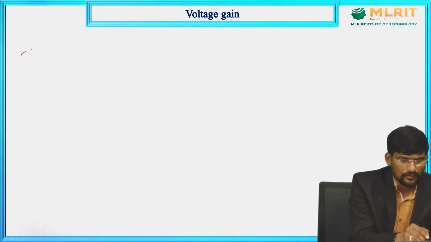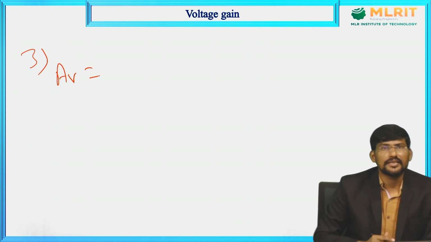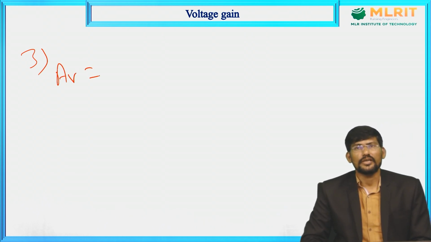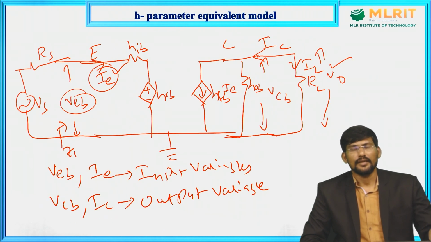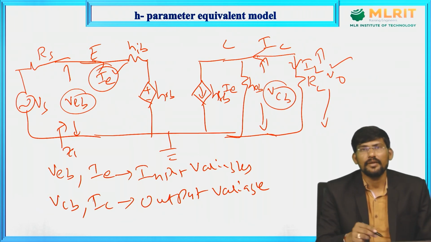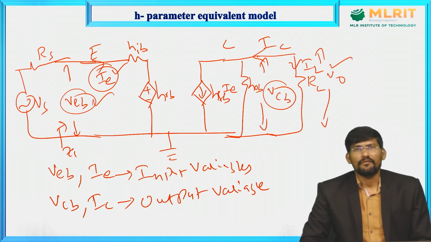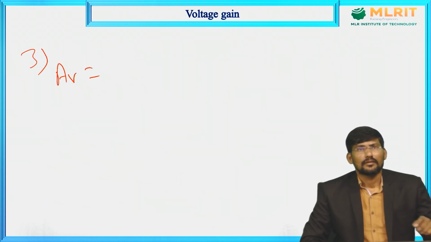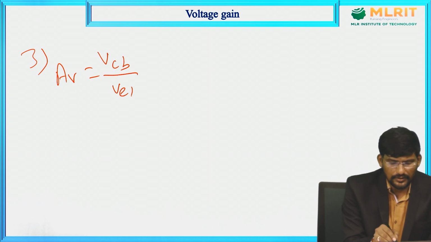Now the third one is voltage gain. Voltage gain is defined as the ratio of output voltage to the input voltage. See the H parameter equivalent circuit here. The output voltage is VCB and input voltage is emitter to base voltage. Now we can define it as the ratio of collector voltage to the emitter voltage, that is VCB by VEB.